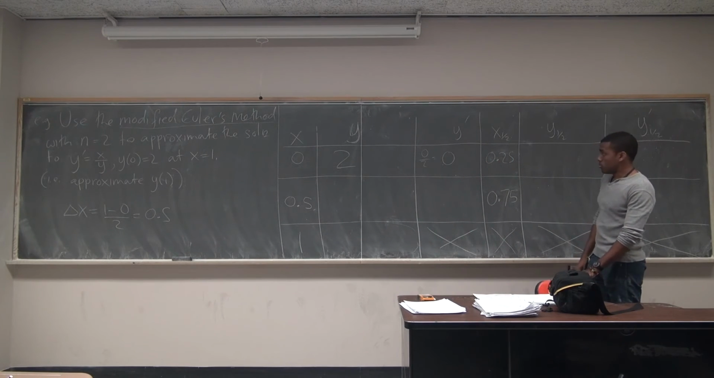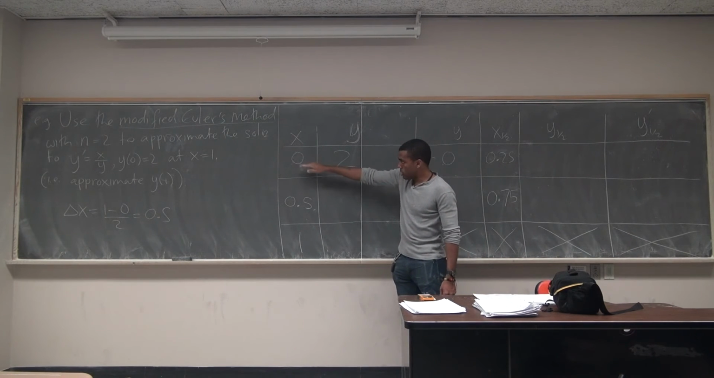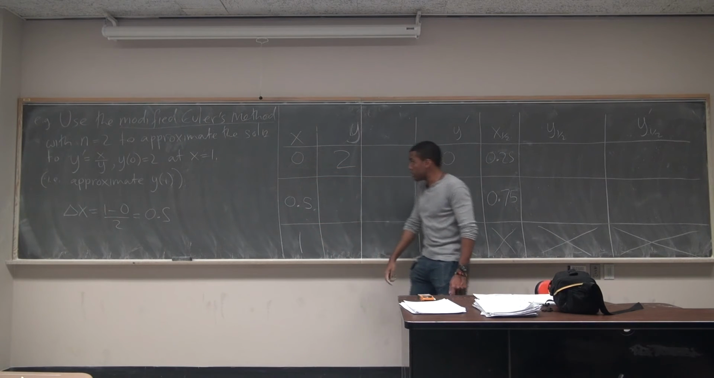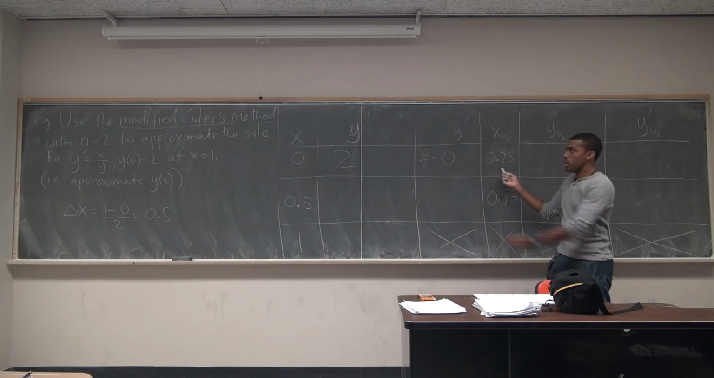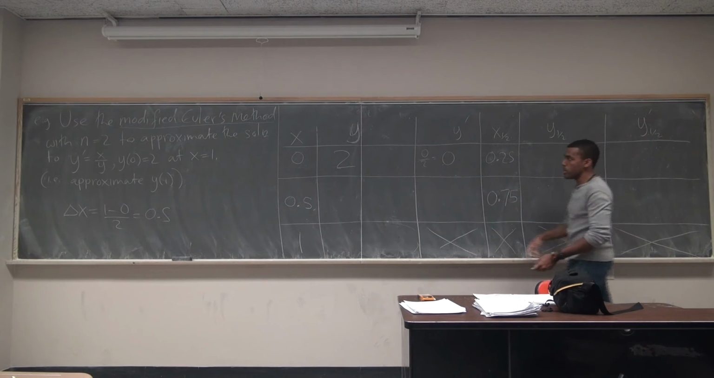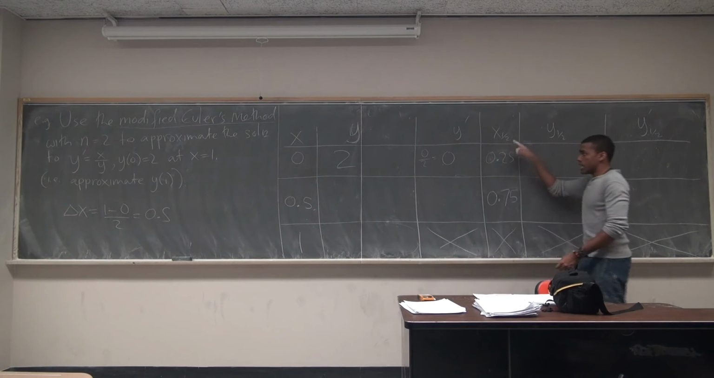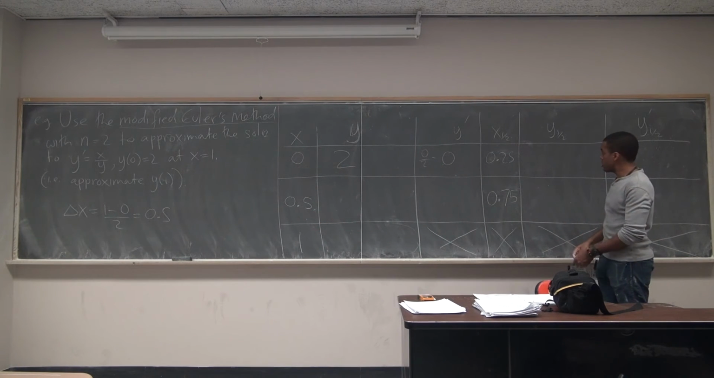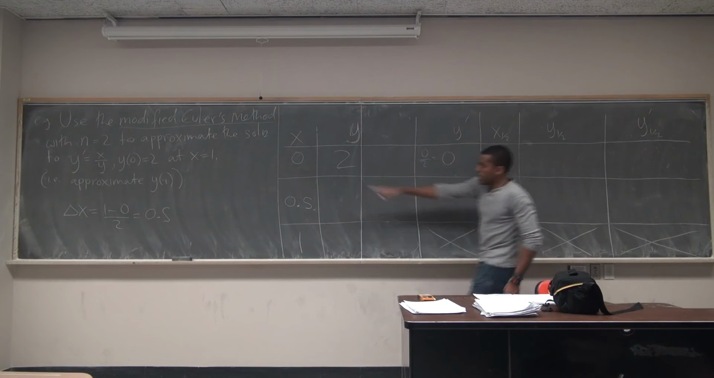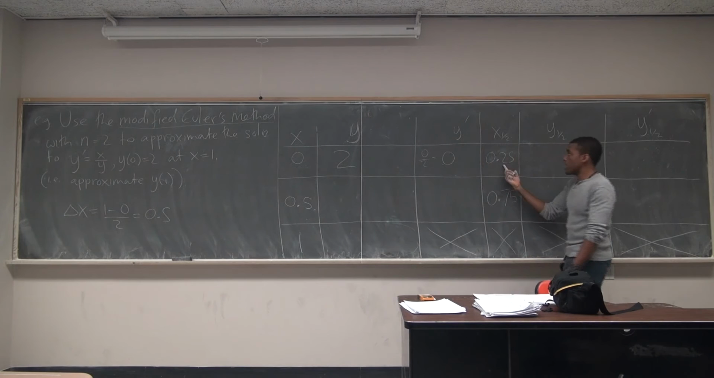Okay, so here, x's is normal. You plug in the first one and keep adding delta x to get here. For the x half, you add half the delta x and keep adding that. And that gives you the x columns. So those are usually no problem. Now that I have 0 and 2, I plug that into the y prime formula to get this. Here's my x half.